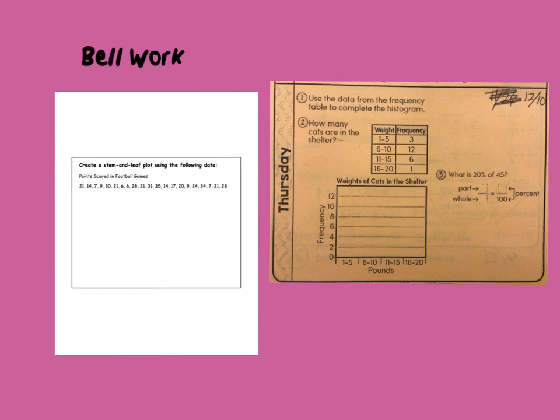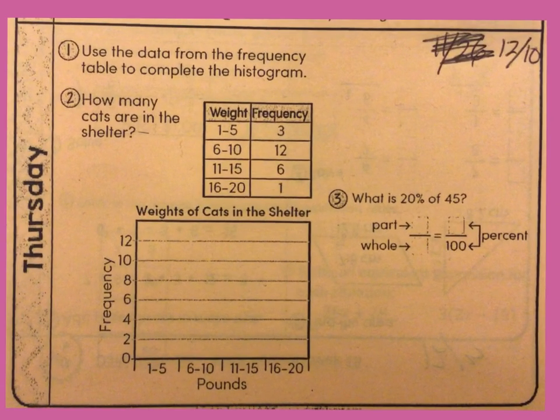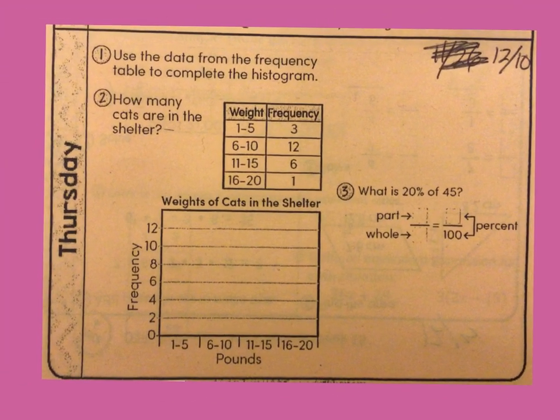All right, so for our bell work today, we are going to look first of all at this, and let's go over it. It says, use the data from the frequency table to complete the histogram. So we are going to be using this data right here to fill in this, and then we're going to answer this question: how many cats are in the shelter? So we're going to make a histogram here.